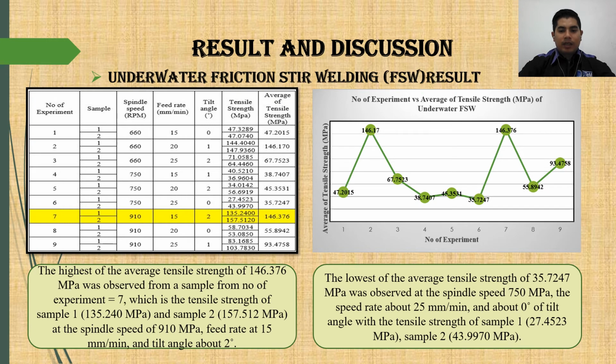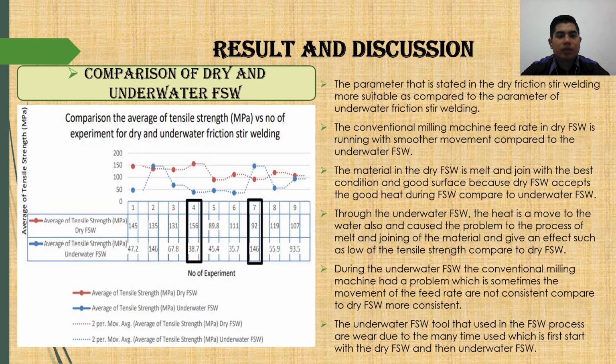And then the lowest average tensile strength of 35.7247 MPa was observed at a speed of 750 rpm, a feed rate of about 25 mm per minute, and about 0 degrees of tilt angle, where the tensile strength of sample 1 is 27.4523 MPa and sample 2 is 43.9970 MPa. This is a comparison of the dry and underwater friction stir welding processes.